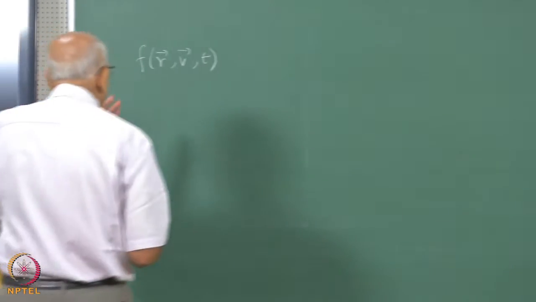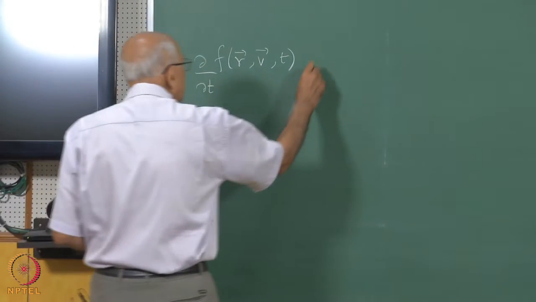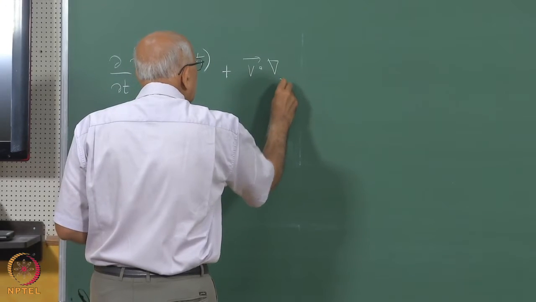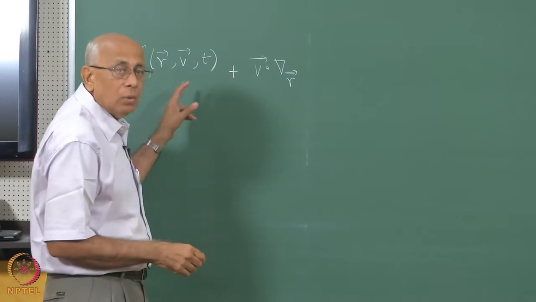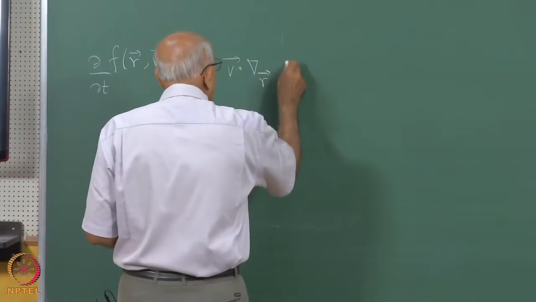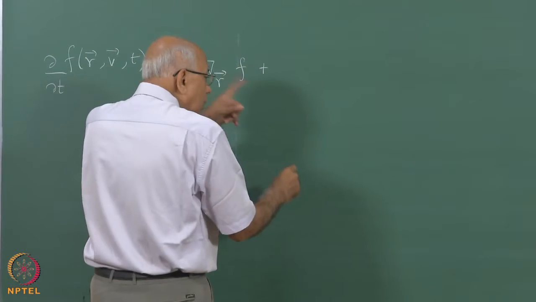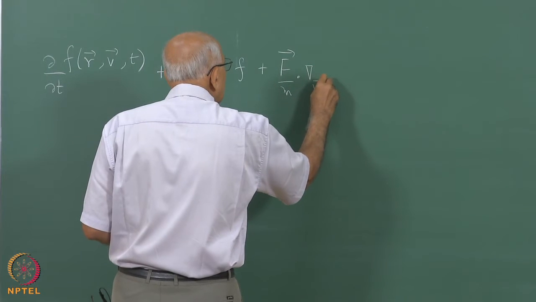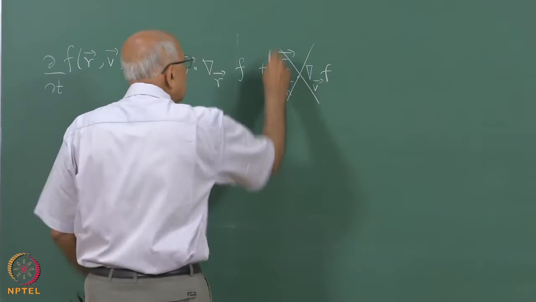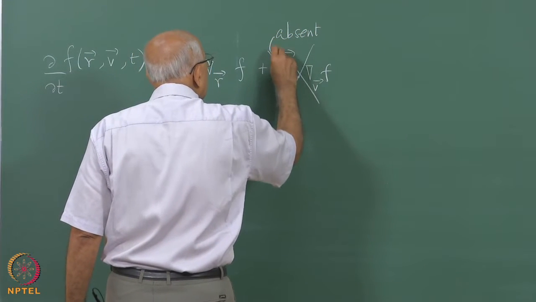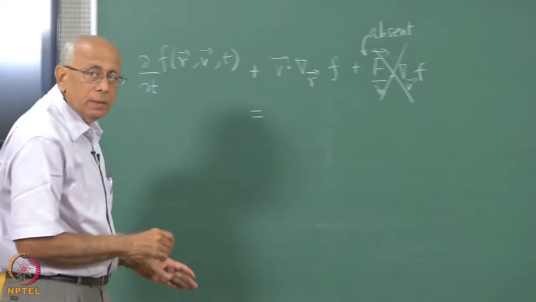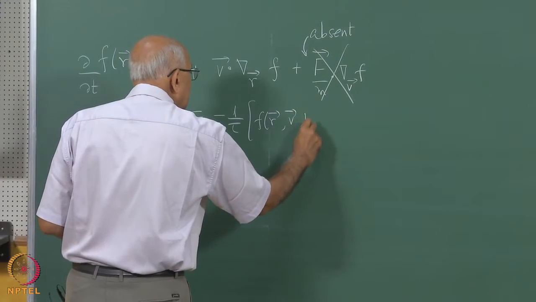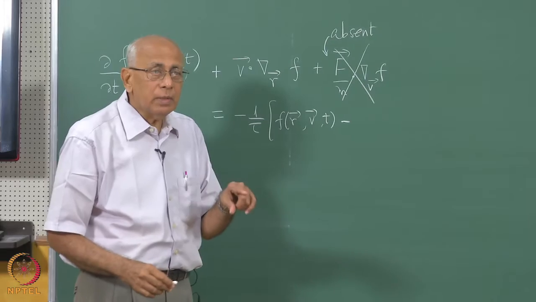So the equation we wrote for f was ∂/∂t plus v dot del, and that is definitely present, this term del r is definitely present, because we are trying to find out how this function of r changes. So this times f plus an external force, but that's zero, there is no external force. So F over m dot grad v, this term acting on f, is absent. And this is equal to, on the right hand side, minus 1 over tau times f of r, v and t minus whatever the system relaxes to.